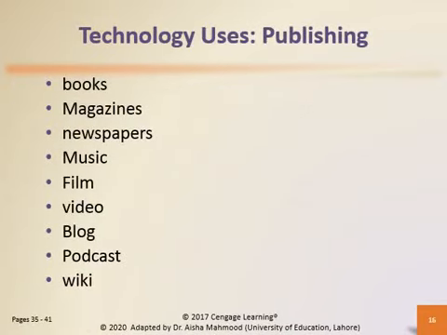Let's talk about technology uses in publishing. Many publishers of books, magazines, newspapers, and even of music, film, and videos make their works available online. Organizations and individuals can also publish their thoughts and ideas using a blog, a podcast, or a wiki.